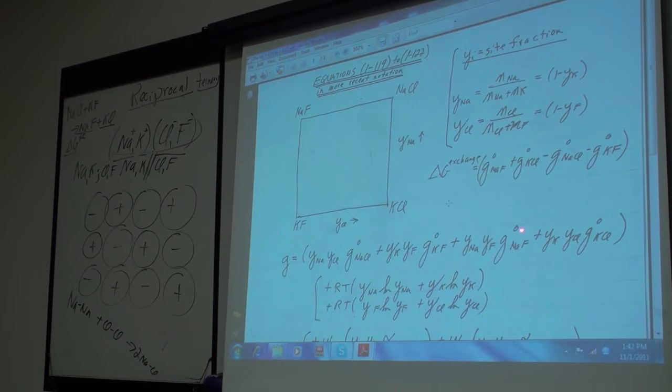Of course, if this was a solid solution, this would be the Gibbs energy of the solid solution. These would be the Gibbs energies of the pure solids at the corners. Same thing. It doesn't happen to be liquid. This could also be the solid solution.